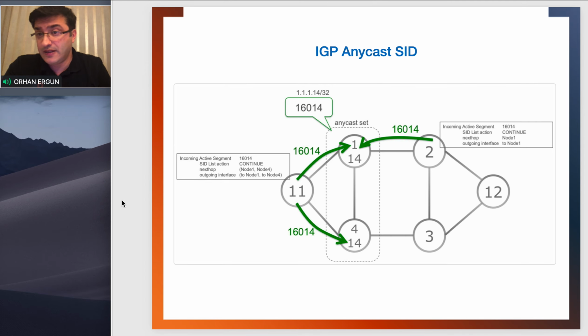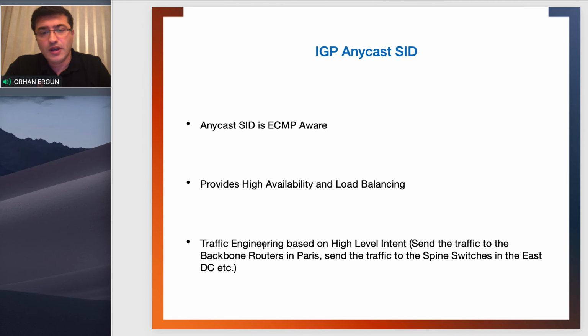So high availability as well as load balancing. Traffic engineering based on high-level intent. Send the traffic to the backbone routers in Paris, maybe, or send the traffic to the spine switches in East DC. This is the use case usually with anycast.